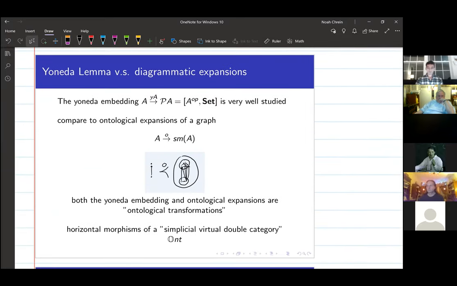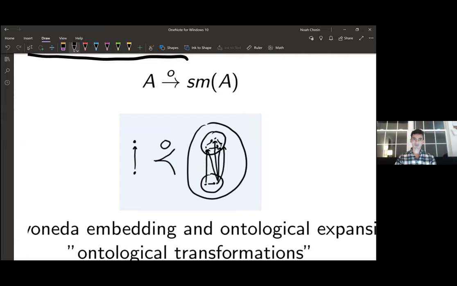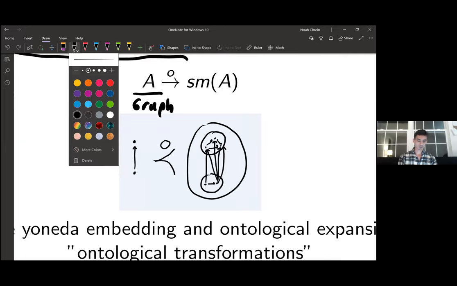So one of the things that I talked about last time I was here was diagrammatic expansions or ontological expansions, as I called them. Okay, I'm not going to get into the nitty-gritty of what an ontological expansion is. Instead, I'm going to show you some nice pictures, okay? So if I just zoom in here to this picture that I drew, okay, what is an ontological expansion? Well, on the left, I have some sort of graph. So I'll just call this a graph. Make this a little bit smaller.